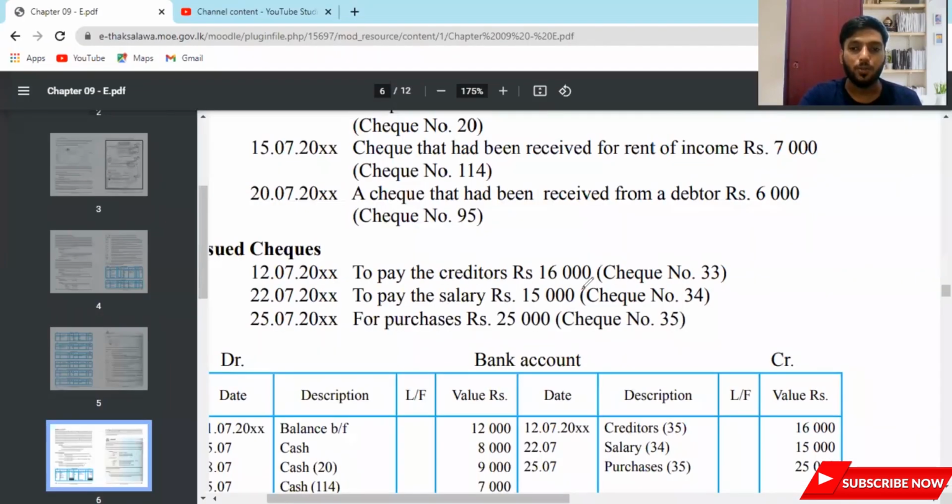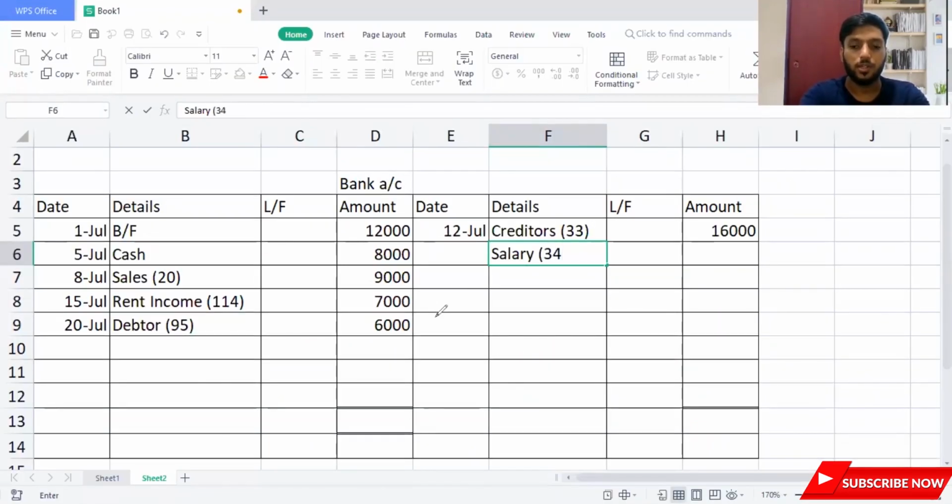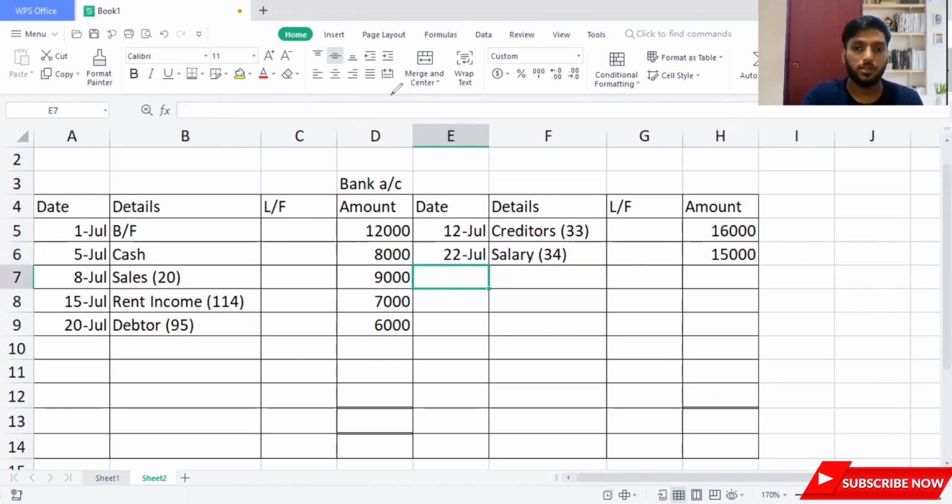To pay the salary of rupees 15,000, check number 34. So I'm going to take the salary, and I'm going to write the salary, check number 34. And what's the amount? 15,000. So I'm going to write the amount 15,000. I'm going to write the date, July 22nd. And then we have the last one, but not least.